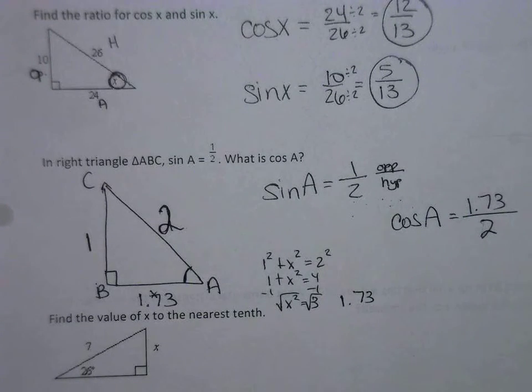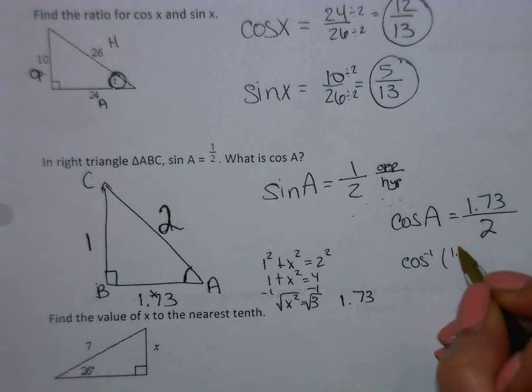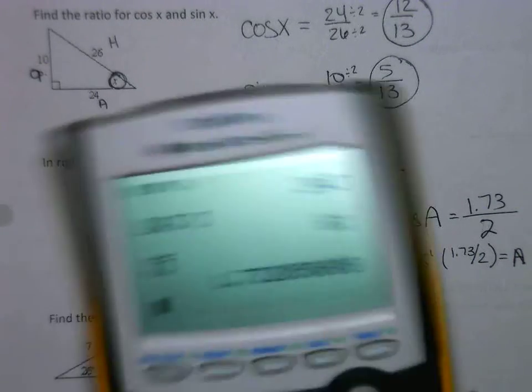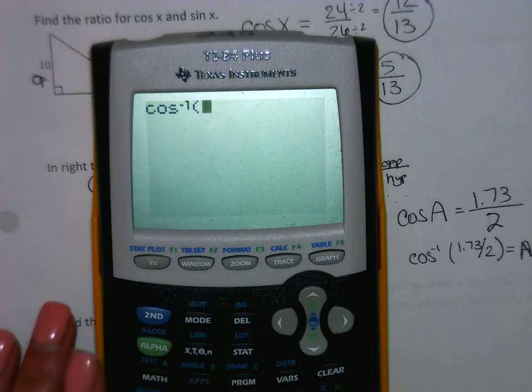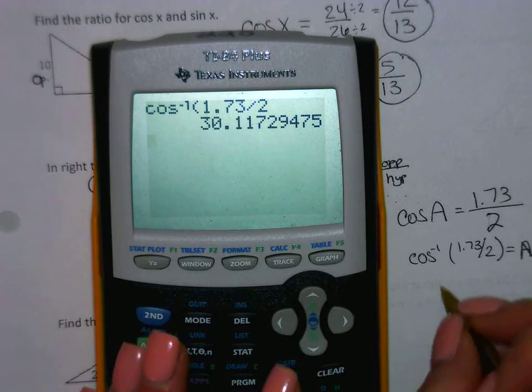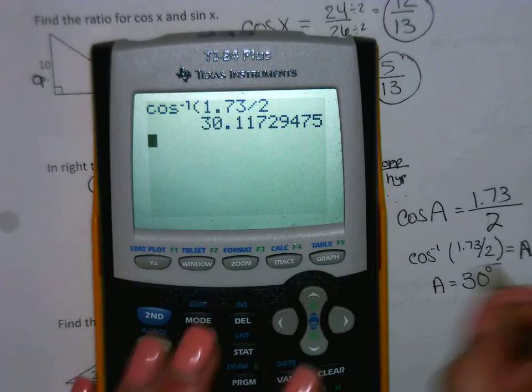And since we want to solve for it, we want to know what that degree is. We're going to take the inverse cosine of 1.73 divided by 2 to find that angle A. So we have the inverse cosine, 1.73 divided by 2. So angle A, we're going to round it to the nearest degree. It's about 30 degrees.